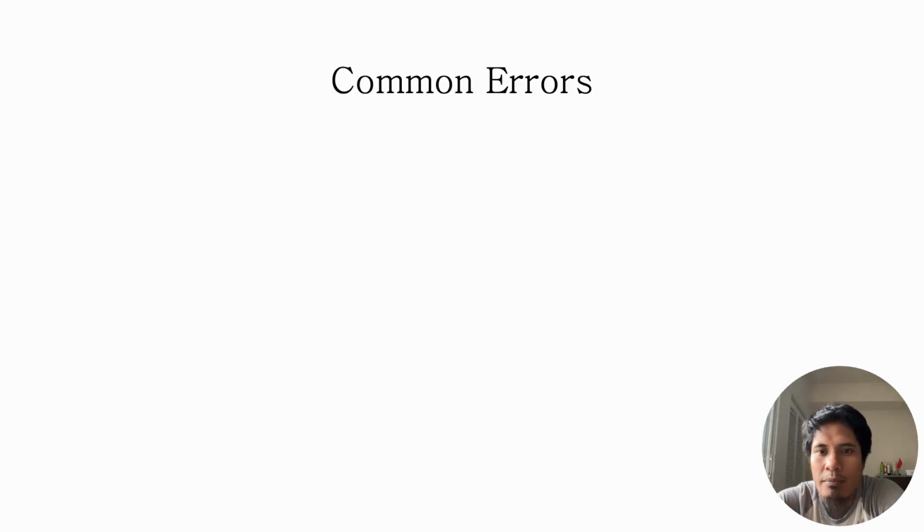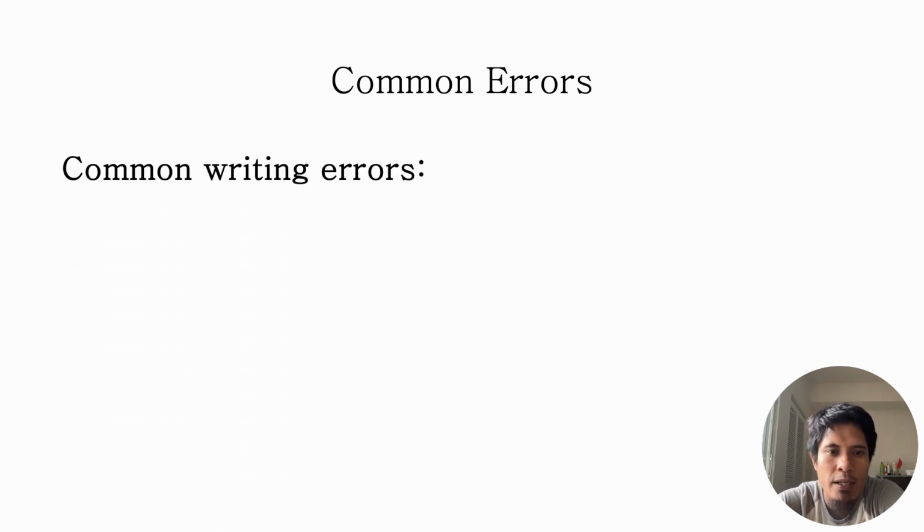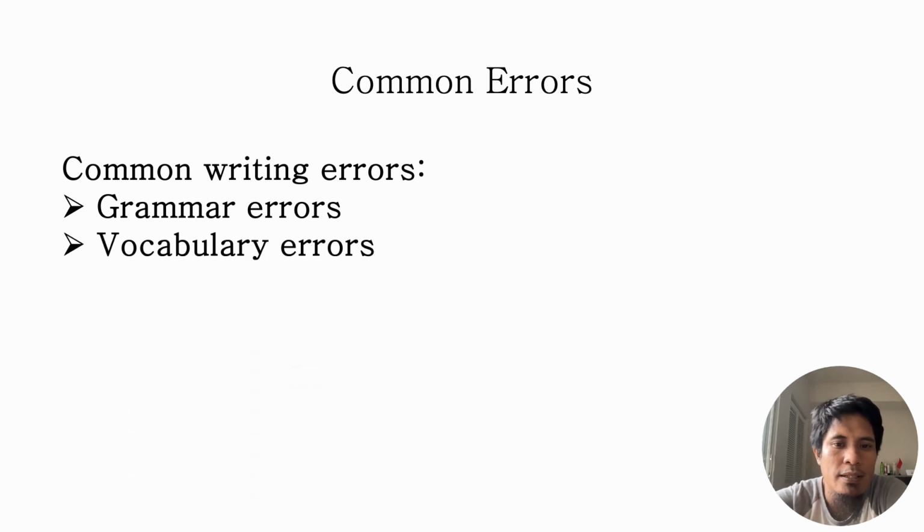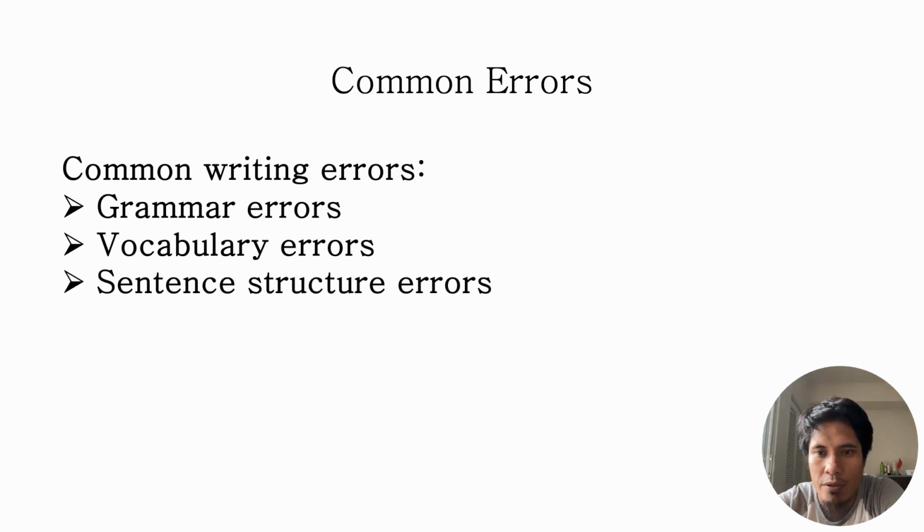Now let's look at some common types of writing errors. In student writing, we usually find several types of errors. Okay, let's check one by one. First, grammar errors such as incorrect tense or subject-verb agreement. And second, vocabulary errors, when the wrong word or collocation is used. And third, sentence structure errors such as missing words or incorrect patterns.